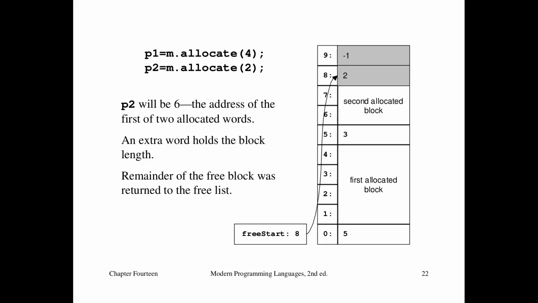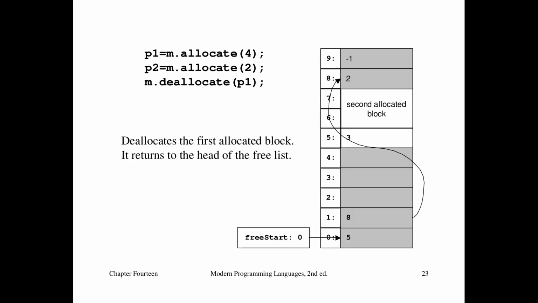Now we allocate another one. So we say P2 equals m.allocate(2), right? Where 6 is the address of the start of the new allocated block. An extra word holds the block length, 3, right? And then the remainder of the free block is returned as a free list, which is 8. So that's this thing, and it's 2 in size. Excellent. All right. So then we continue along.